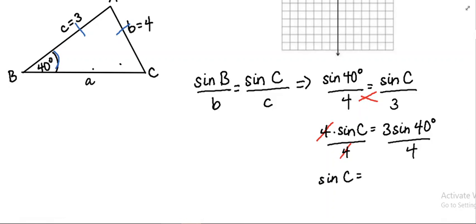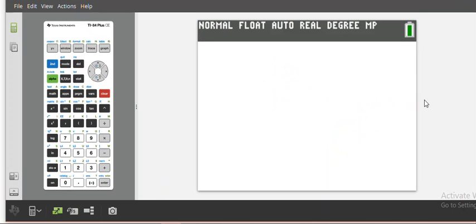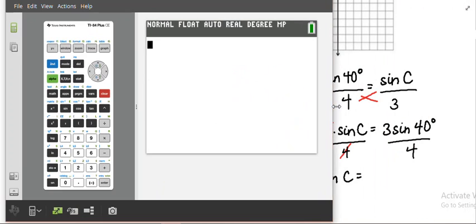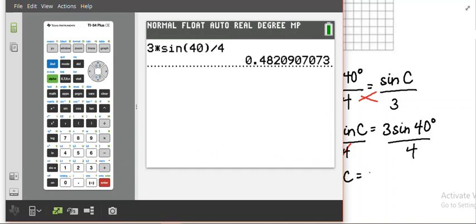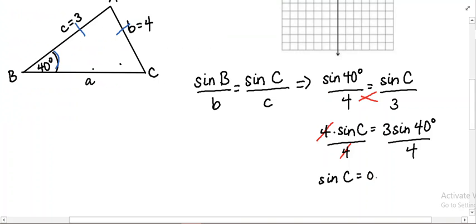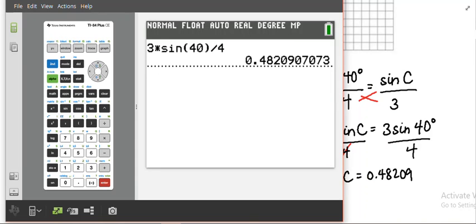I am going to punch that into the calculator. This is going to be 3 times the sine of 40 degrees over 4. This quantity is not the angle measure. This is the sine of angle C. So I'm going to write that whole decimal down. This is going to be 0.482090773.